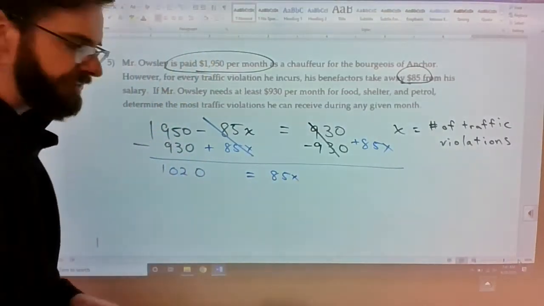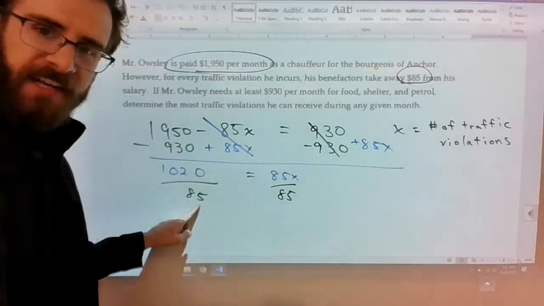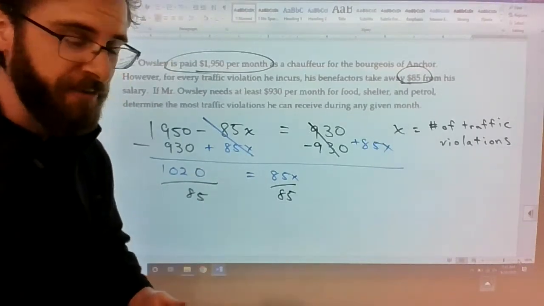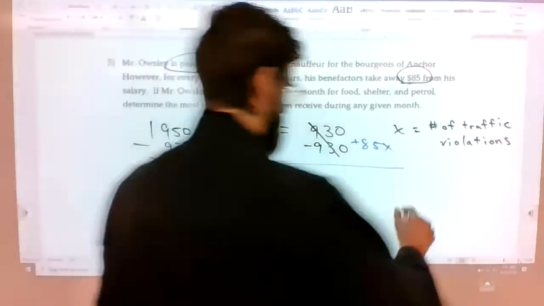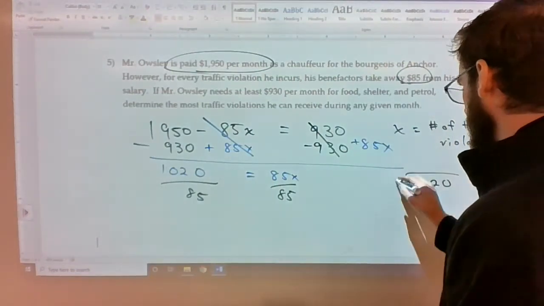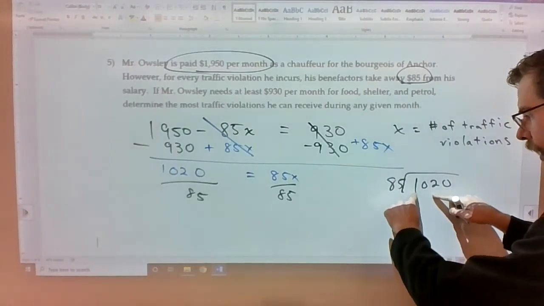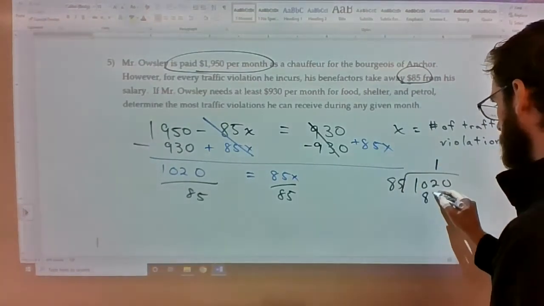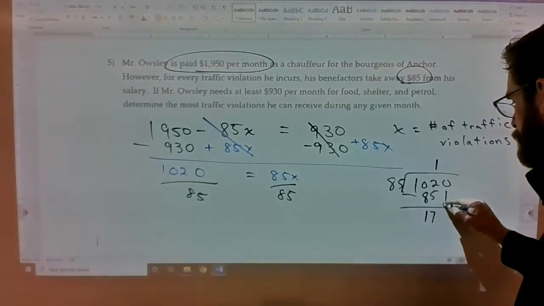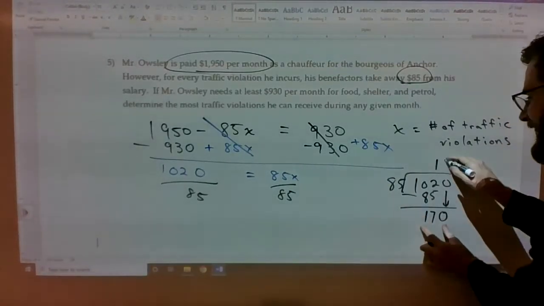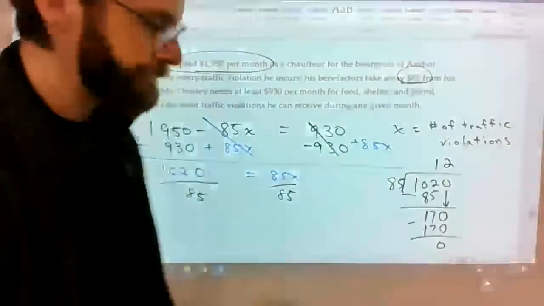All right, divide by 85. Now I noticed that they both end in a 0 and a 5, which means they're divisible by 5. But since it's such a big number, perhaps just doing the division off to the side is a better use of my time. So I'm just going to do that. 1,020 divided by 85. 85 doesn't go into 110, so I got to go to the 102. It goes in there one time. Multiply, you get 85. Subtract the 2. The difference is going to be 17. Drop the 0. 85 goes into 170 exactly twice. So we found our answer.